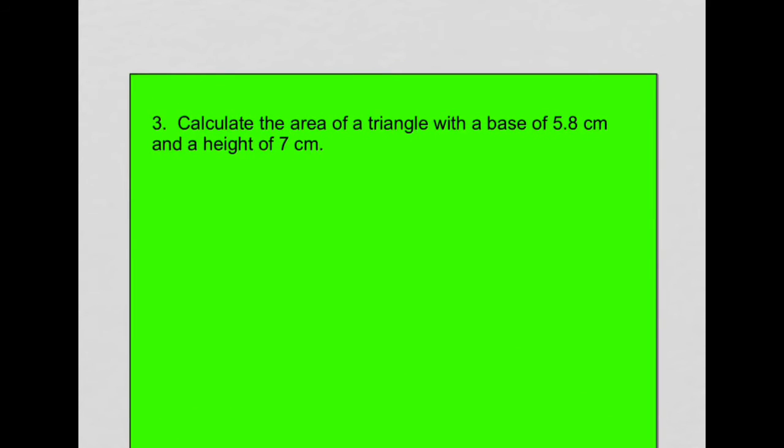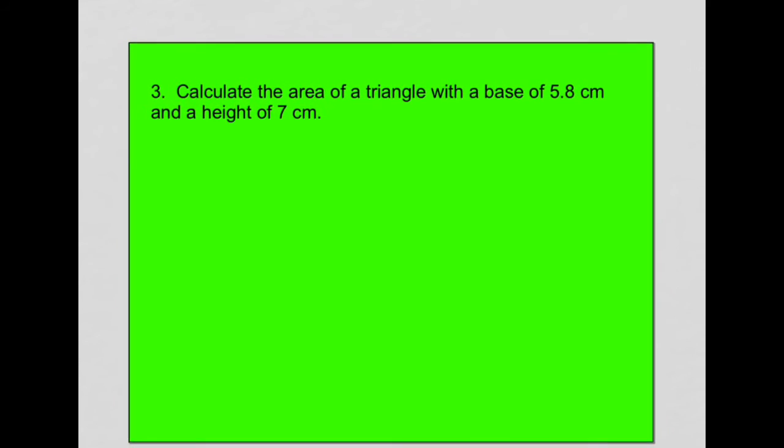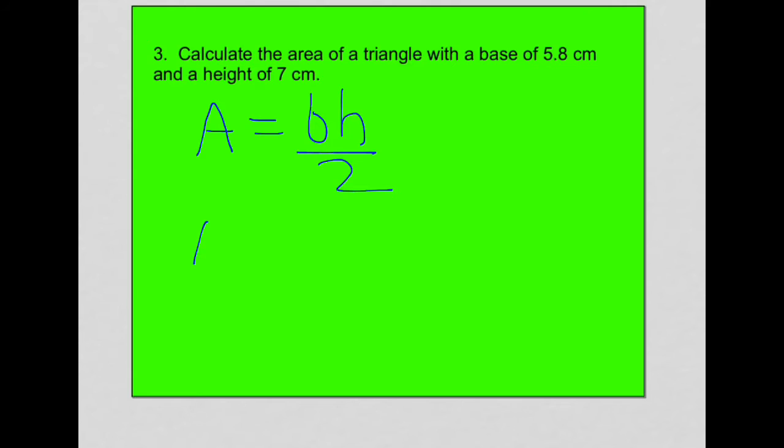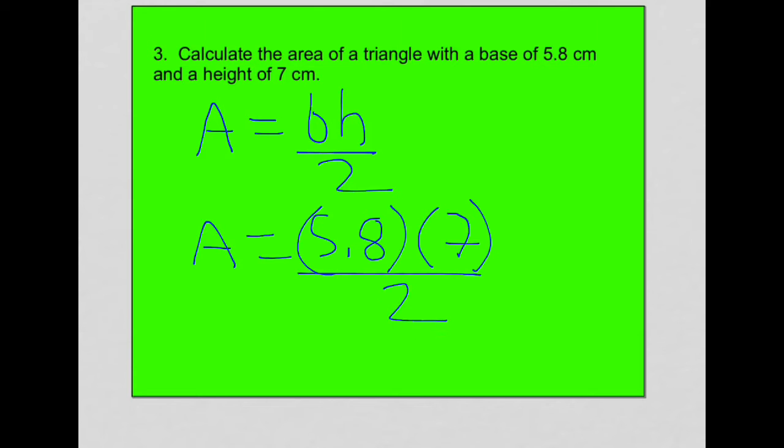No diagram here. It says calculate the area of a triangle with a base of 5 8/10 centimeters and a height of 7 centimeters. So it gives you the base and the height. I'm going to start off writing the math equation for area of a triangle. Base times height, divide by 2. And then area equals, the base is 5 8/10. The height is 7, and that's divide by 2.